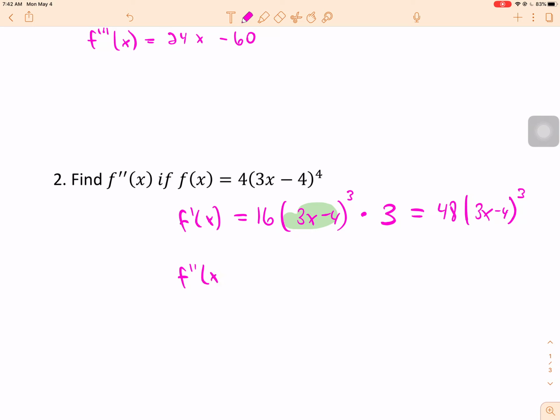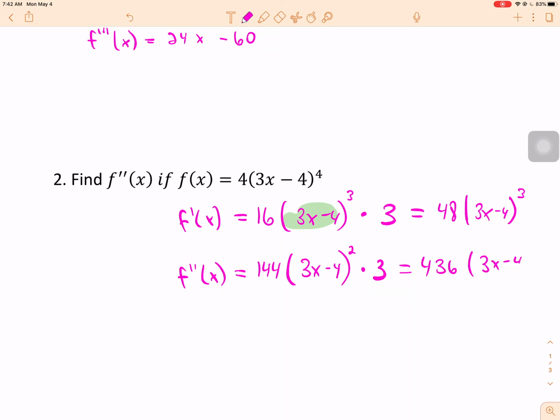So now at f double prime, we have to do chain rule again. 3 times 48, which is 144, parentheses 3x minus 4 to the second, decrease the power by 1, multiply, and now derivative of the inside times 3, which you could simplify. 3 times 144 is 432, I think. So 432 times 3x minus 4 squared. Okay.